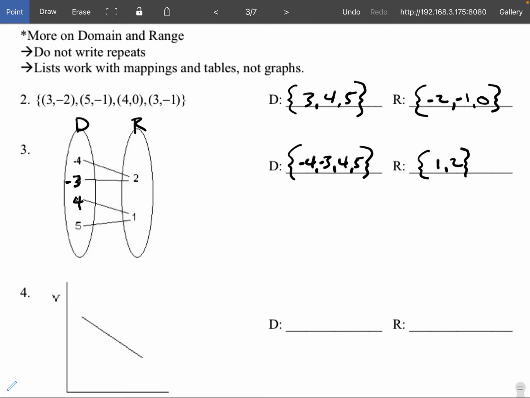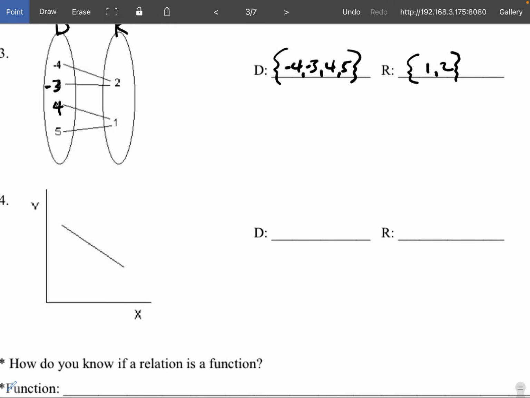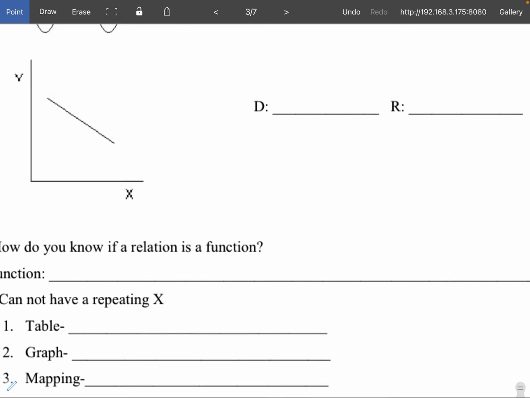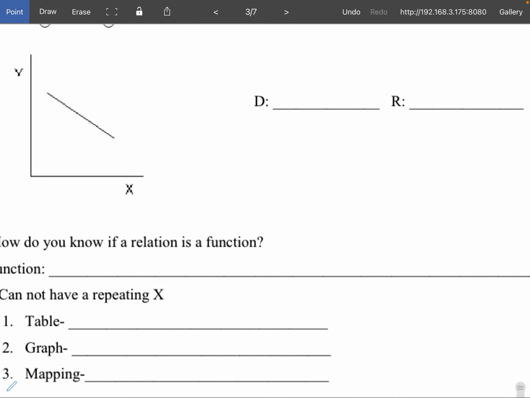All right. And then the next comment up there at the top says something about lists working with mappings and tables, but not graphs. Well, a list will work for a graph if the graph is just separate, discrete points. But if you have a continuous graph, you can't list all the x values, you can't list all the y values. So let me slide up a little bit and zoom in on the graphing one here.